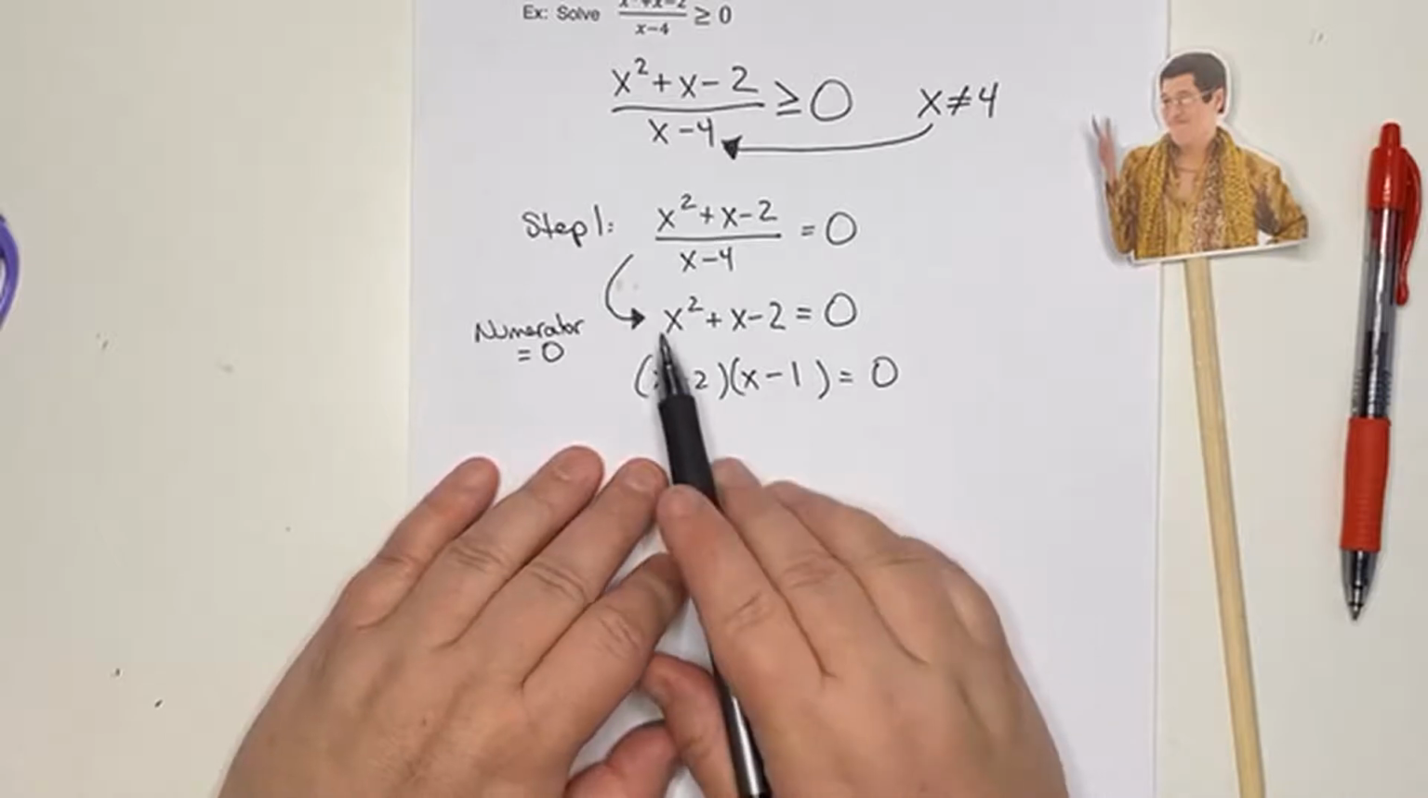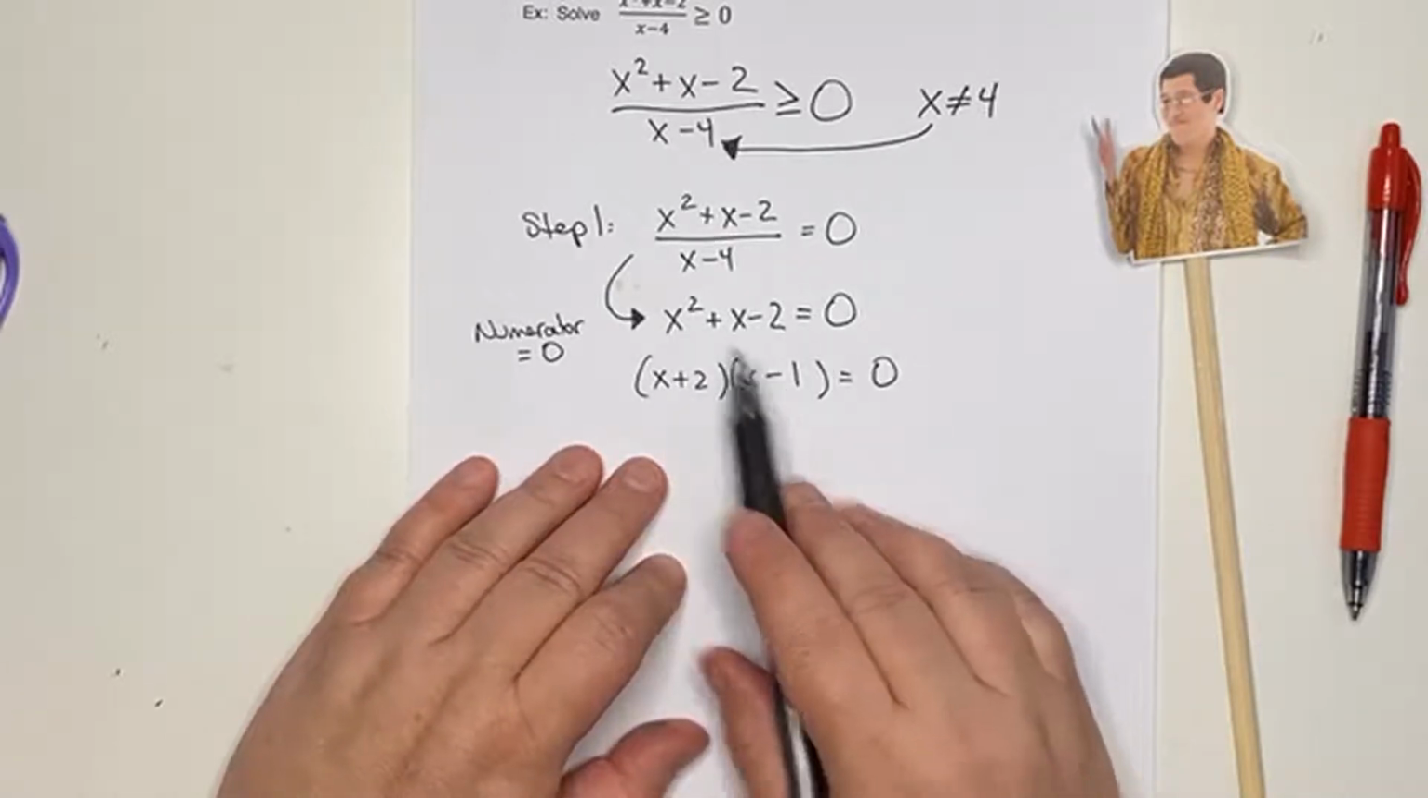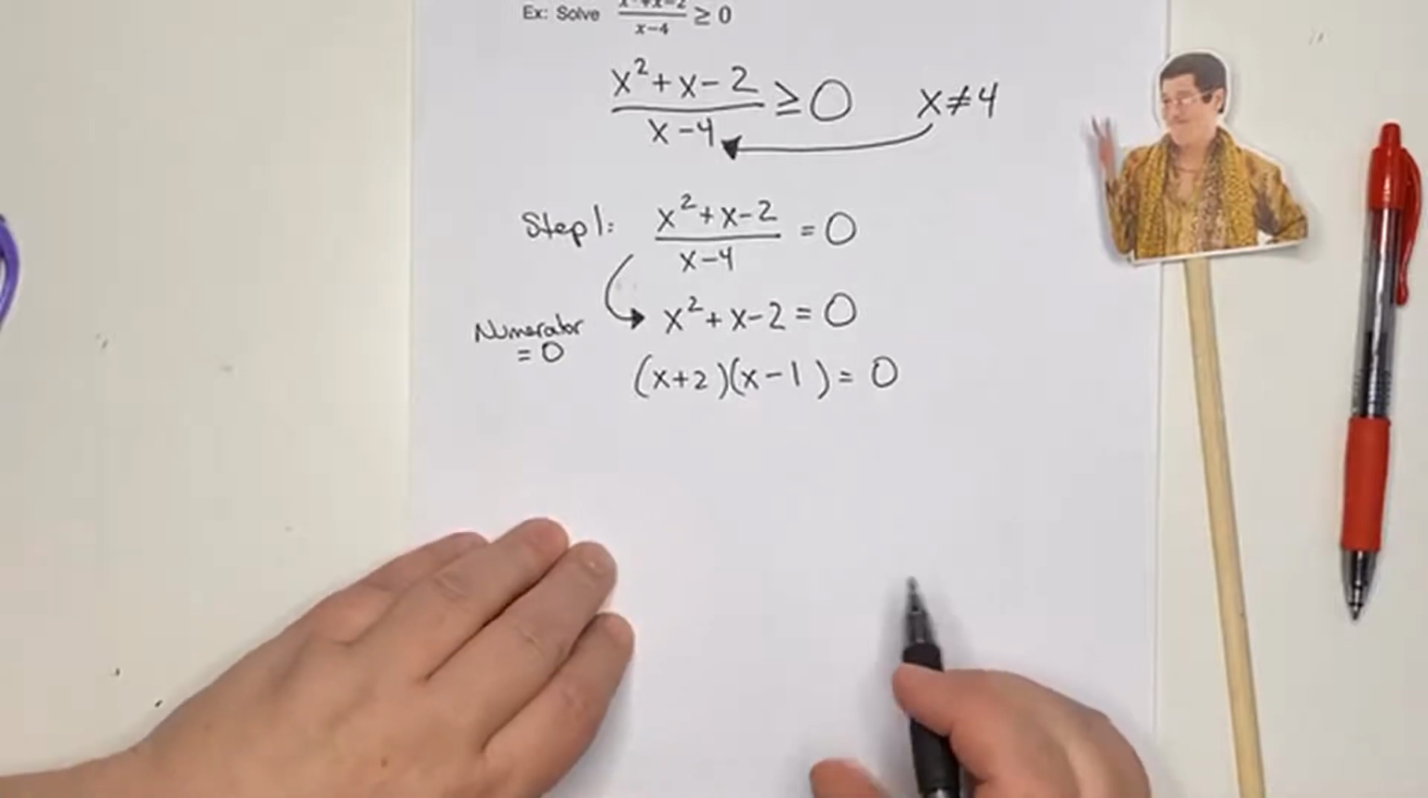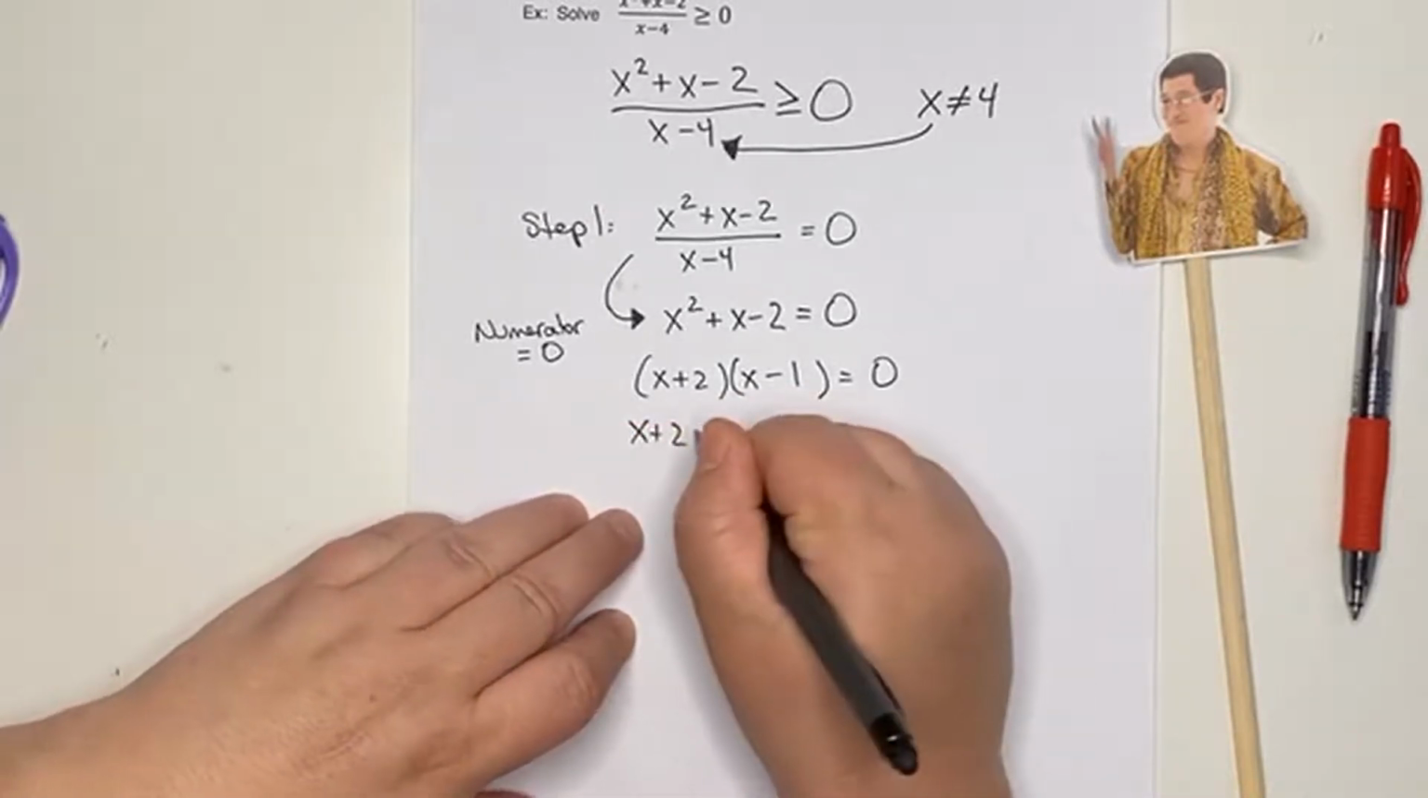So negative 2 would be 4 minus 2 minus 2. Positive 1 would be... Yes, sorry, I was a little slow there. Double checking my work.